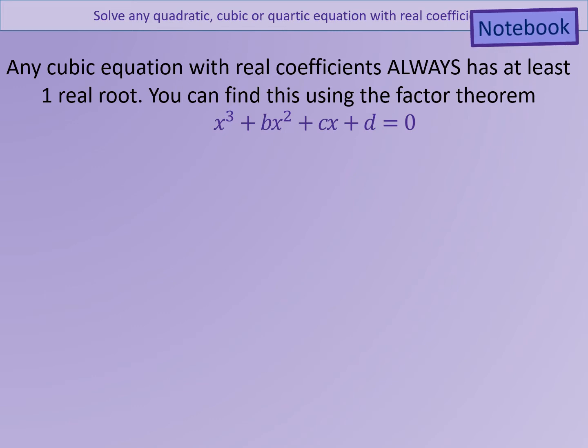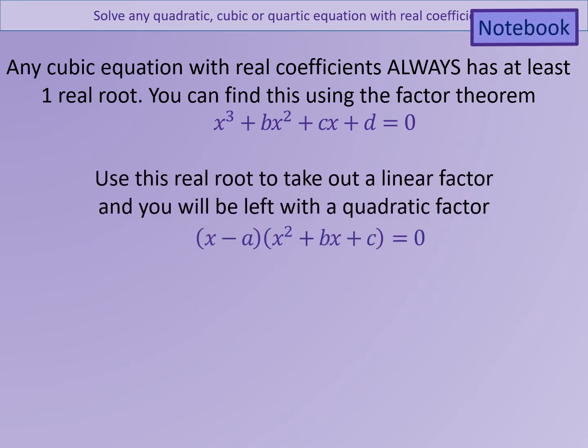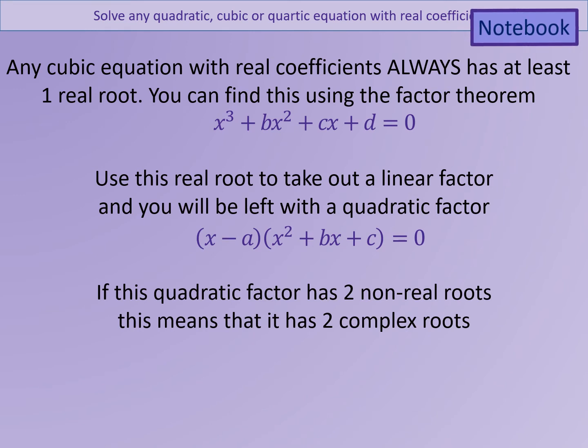So we can find that one real root using the factor theorem. If you can find a value of x that makes the expression equal 0, then you can conclude that x minus that number will be a factor. Once you have got that real root, you can then write it as x minus a, and then x squared plus bx plus c equals 0. You can then use whichever long division method you would normally use to find the remaining quadratic. That remaining quadratic will either have real roots or complex roots, and we know that the complex roots will have to be complex conjugates.